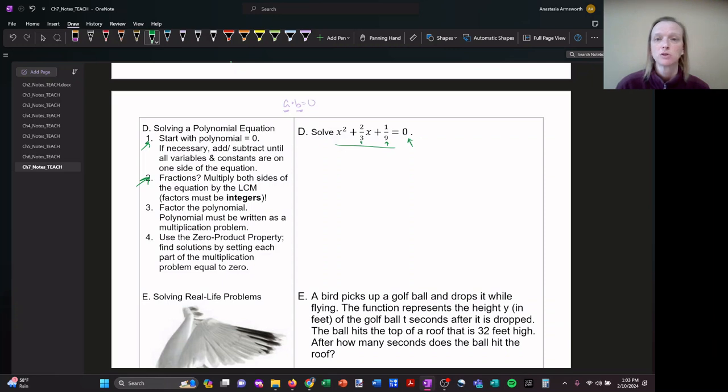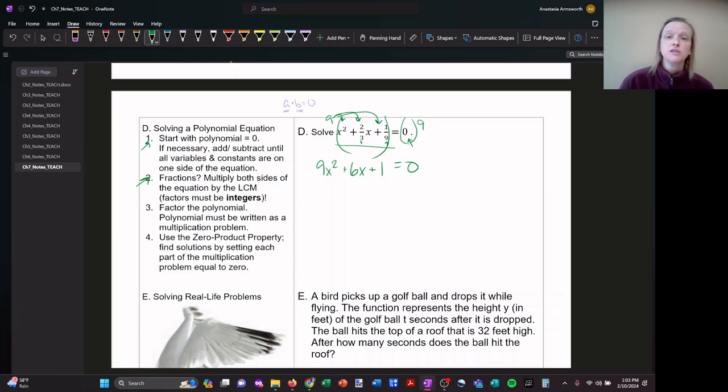So if I just multiply both sides of the equation by 9, then what I get on the right-hand side is just 0. 0 times any number is 0. But on this side, if I distribute that 9 onto each term, 9 times x squared is 9x squared. 9 times 2 divided by 3 is 6. So I've got 6 with my x.